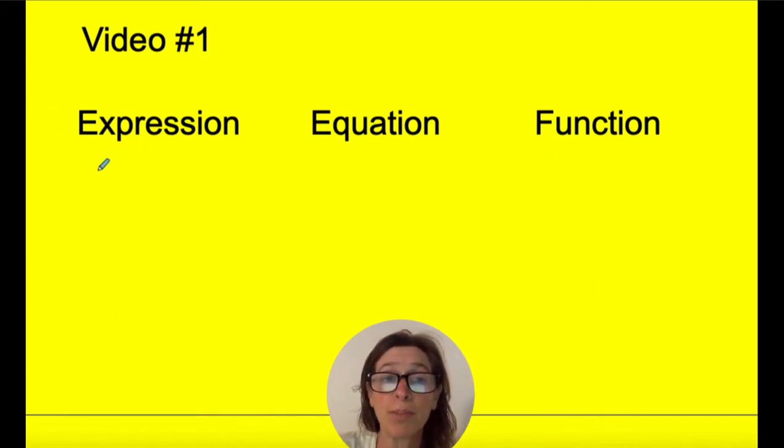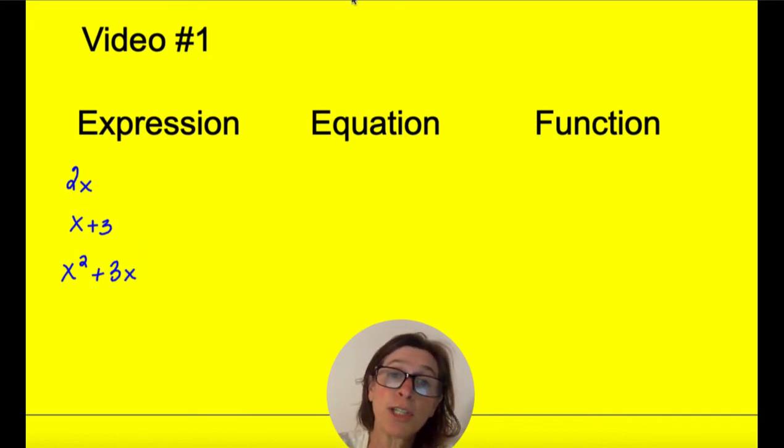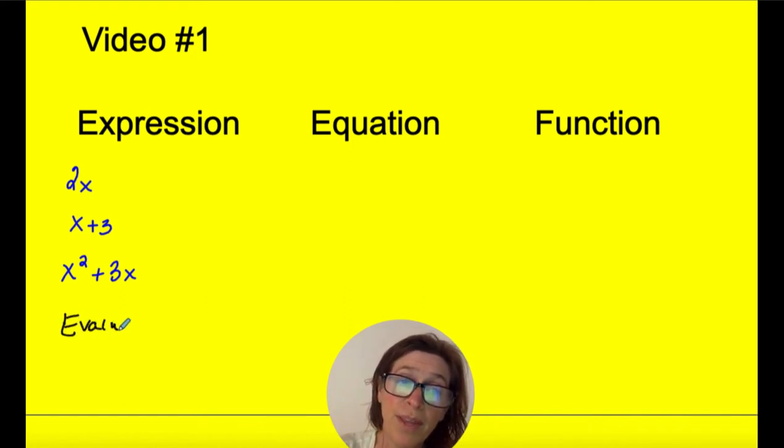So for example, an expression could be something like 2x, or x plus 3, or x squared plus 3x. Expressions will not have equal signs, and we don't solve expressions. We evaluate them, or we simplify them.